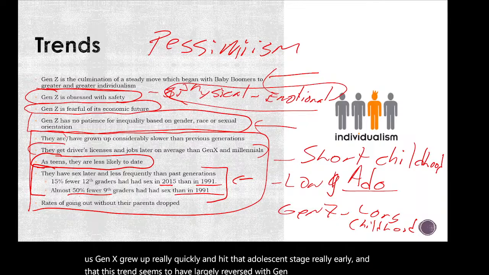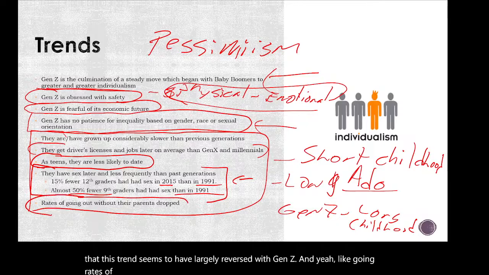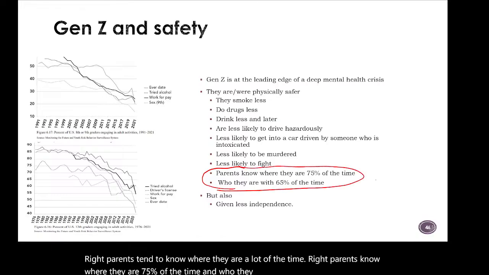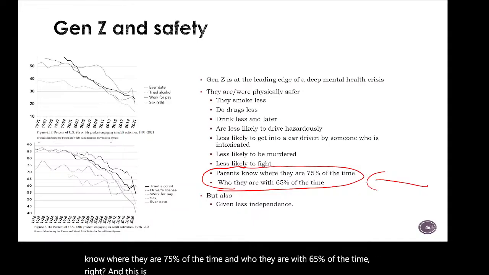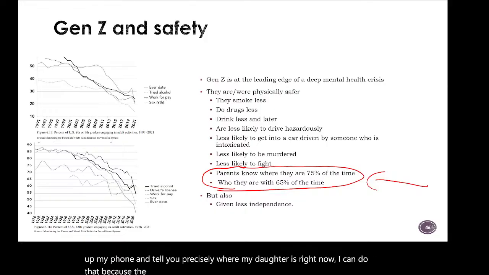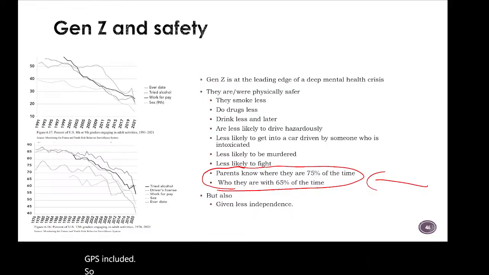And yeah, rates of going out without their parents also dropped, right? They're a much more supervised generation, and I think I have this on the next slide, right? Parents tend to know where they are a lot of the time, right? Parents know where they are 75% of the time and who they are with 65% of the time, right? And this is back in 2017. So that is even better now, right? If I wanted to open up my phone and tell you precisely where my daughter is right now, I can do that because the parental controls that I have installed on her phone also have GPS included. So, really handy. I can know where she is at any given time.